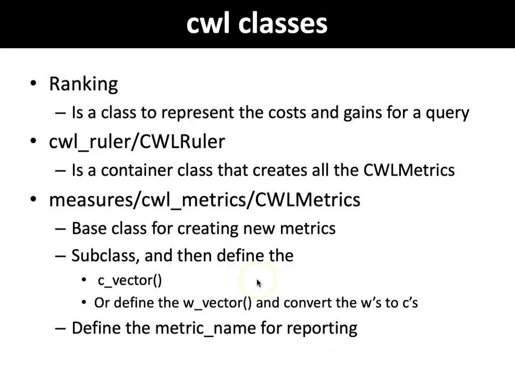So the CWL framework basically has a few classes that we need to interact with. The first one of these is a ranking class, which is essentially a construct that represents the costs and the gains.